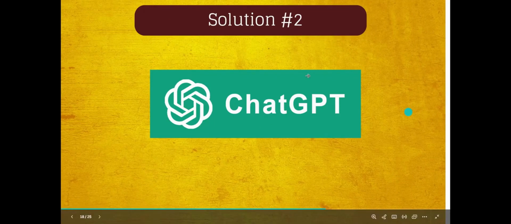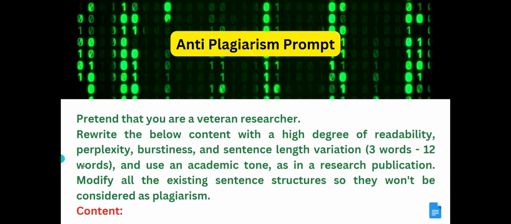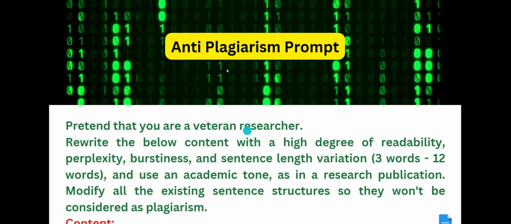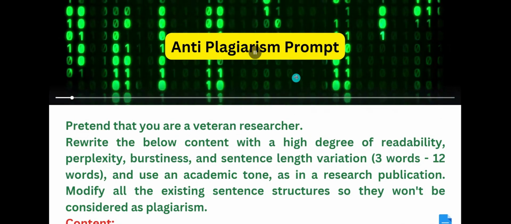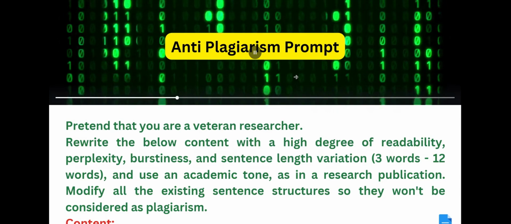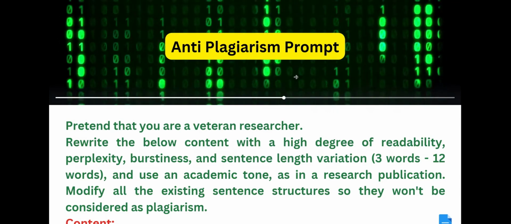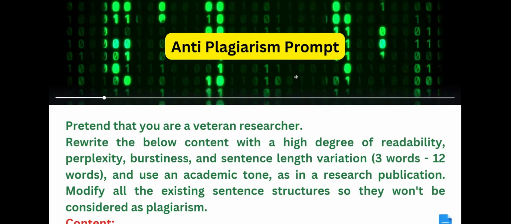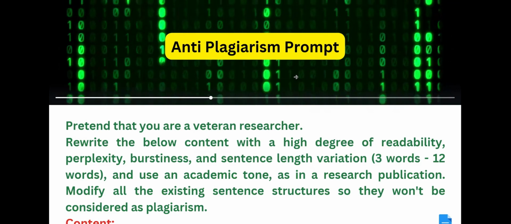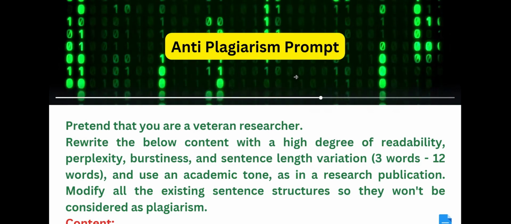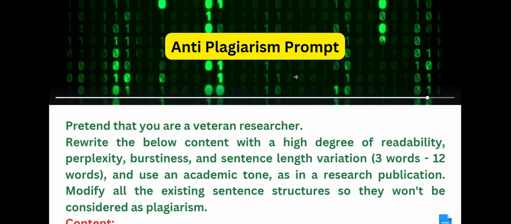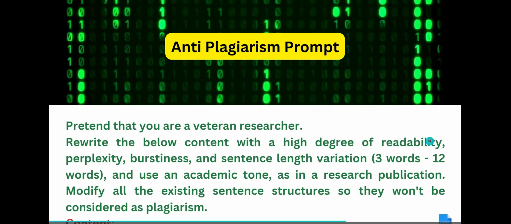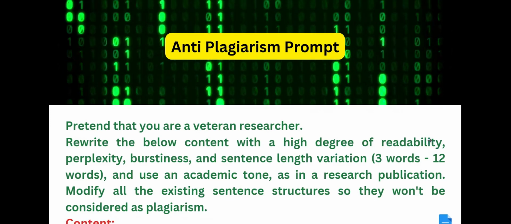So there's a specialized prompt in ChatGPT which is called the anti-plagiarism prompt. The prompt goes like this: you are a veteran researcher. Rewrite the below content with a high degree of readability, perplexity, burstiness, and sentence length variation, ranging from 3 words to 12 words, and use an academic tone as in a research paper. Modify all the existing sentence structures so that they won't be considered as plagiarism. And below that, you can copy paste the entire article. If the article size is too huge, you can directly attach that article and then run the prompt. Okay. In both cases, it will try to reduce plagiarism in an instant.